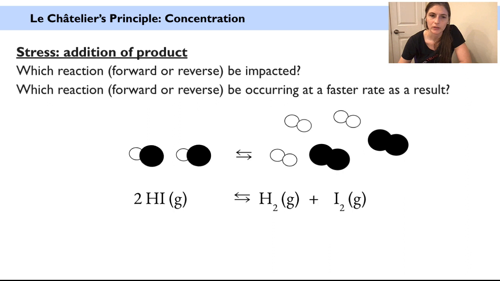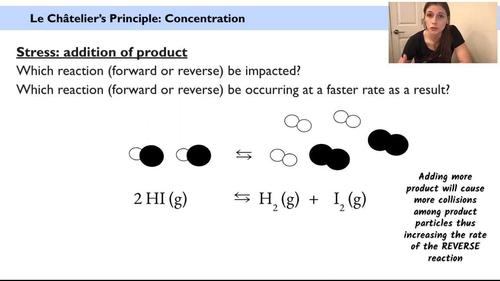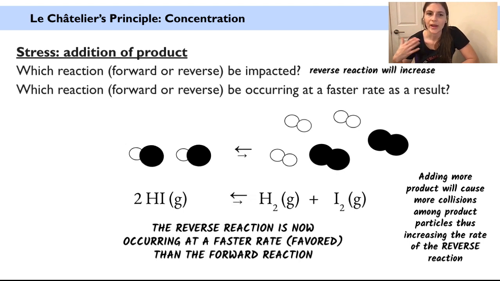Adding product particles is actually going to impact the reverse reaction, because the product particles need to collide with each other in order to react and become reactants again, right? The reverse reaction is products becoming reactants, H2 plus I2 becoming HI. So by adding more product particles, I'm increasing the number of collisions that the products are having. This actually is going to increase the rate of the reverse reaction, while it does not change the rate of the forward reaction. So this change, adding product, will favor the reverse reaction by allowing there to be more product that can turn into reactant.